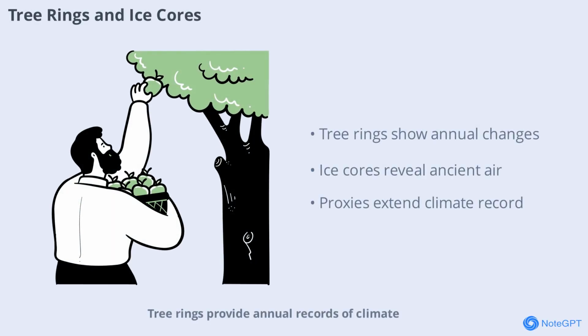Tree rings provide annual records of climate, with ring width and density reflecting growing conditions. Ice cores drilled from polar ice sheets preserve layers of snow and air bubbles going back hundreds of thousands of years. The isotopic composition of ice reveals past temperatures, while trapped gases show historical greenhouse gas concentrations. Together, these proxies offer a detailed view of climate variability over centuries to millennia.